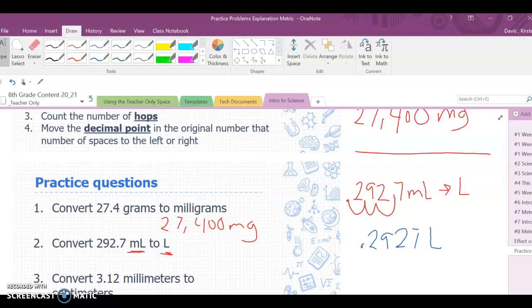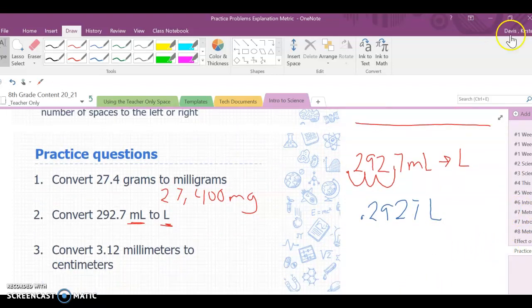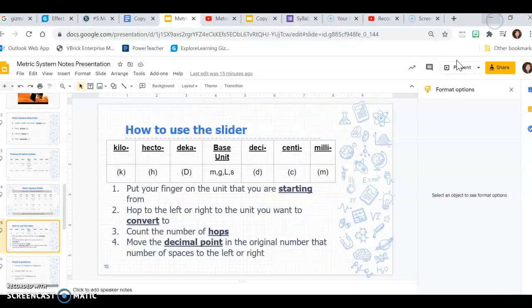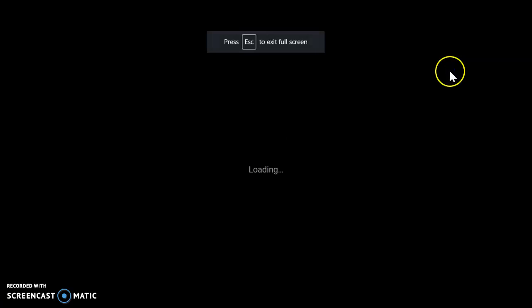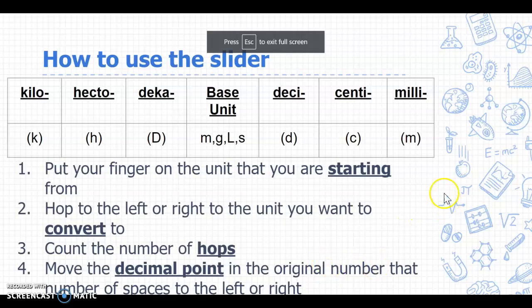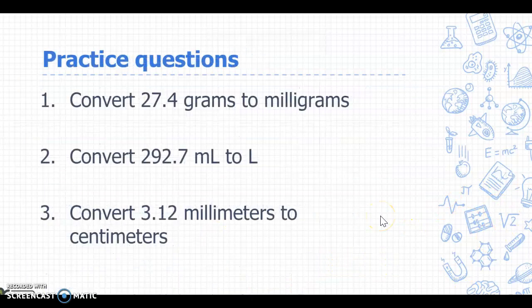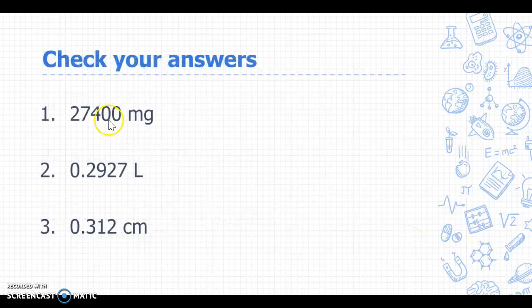Go ahead and do the last one on your own. And I'm going to jump back over to our slides. So now that we've quickly gone over using the slider scale, and we've converted the first two, you can do the third on your own. We'll check our answers so we can see that we were correct on the first and the second, and then hopefully you're able to get 0.312 centimeters for the third. If you do not, then please go back to watching the practice that I just described for 1 and 2.